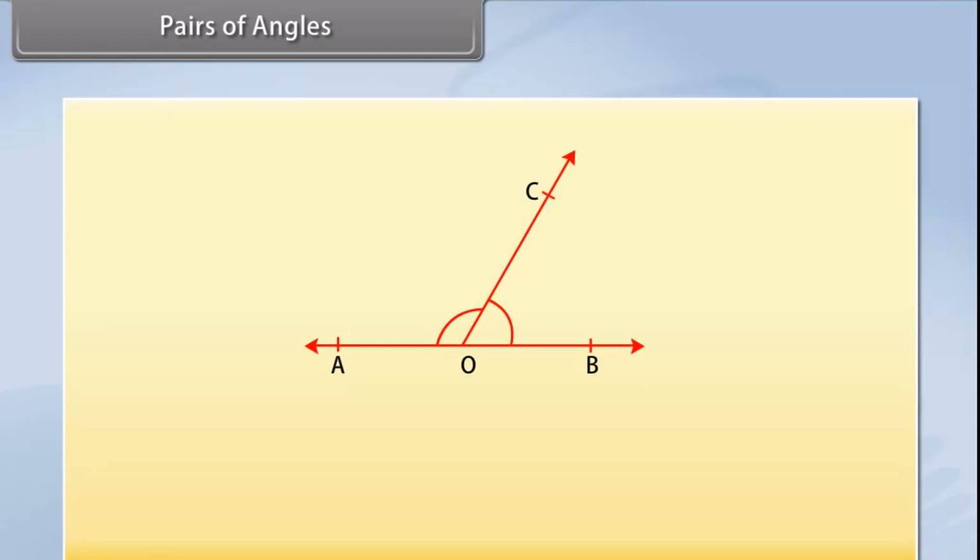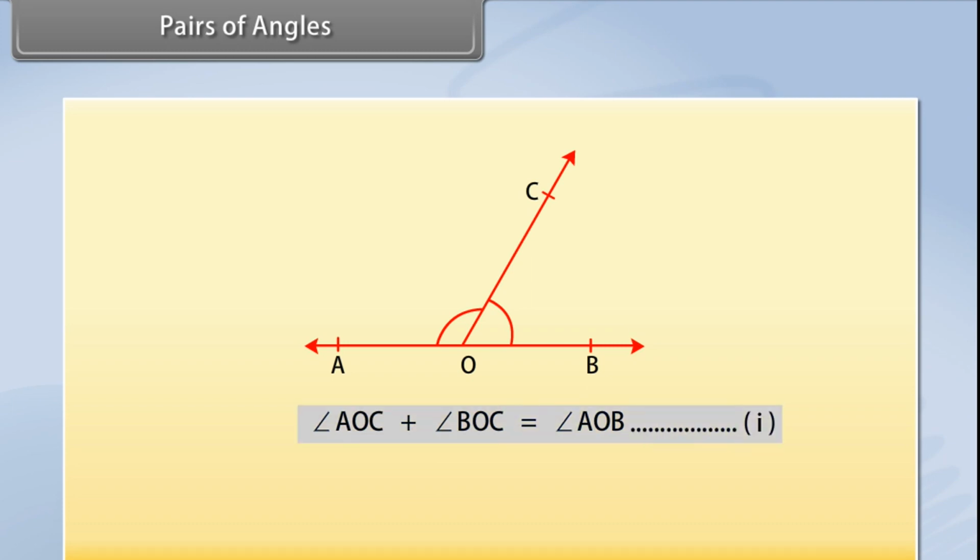Pairs of angles. Now let us find out the relation between the angles formed when a ray stands on a line. Look at this figure. Here AB is the line and OC is the ray. Angle AOC, angle BOC and angle AOB are the angles formed at O. Can we write angle AOC plus angle BOC is equal to angle AOB? Yes, because angle AOC and angle BOC are adjacent and angle AOB is the angle formed by the two non-common arms. And we have studied when two angles are adjacent, then their sum is always equal to the angle formed by the two non-common arms.